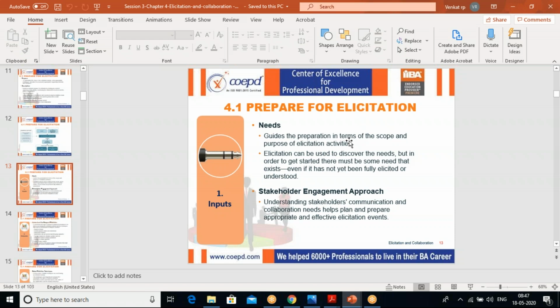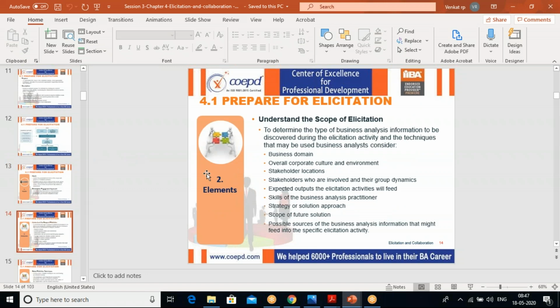Like that we will be planning here. So those we have already planned before, so that output we are going to take as input here, and we are going to do this activity. Fine. And the next one, here we will be discussing the elements.